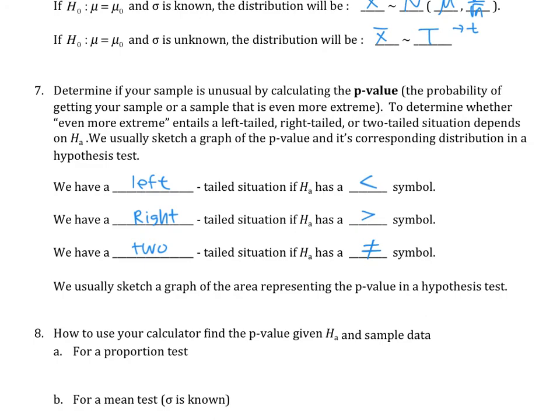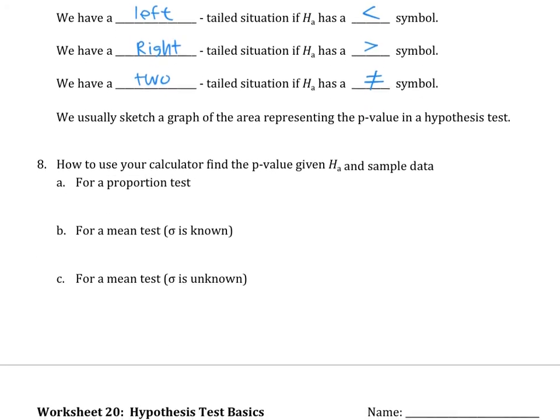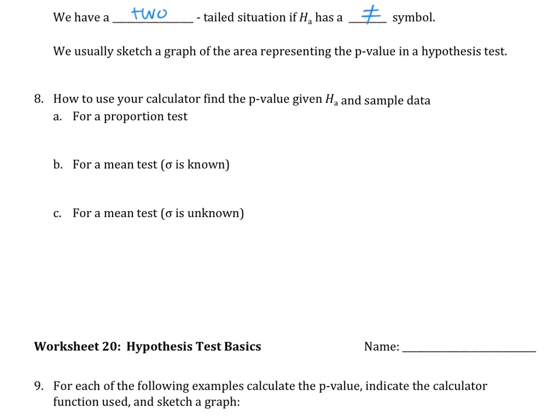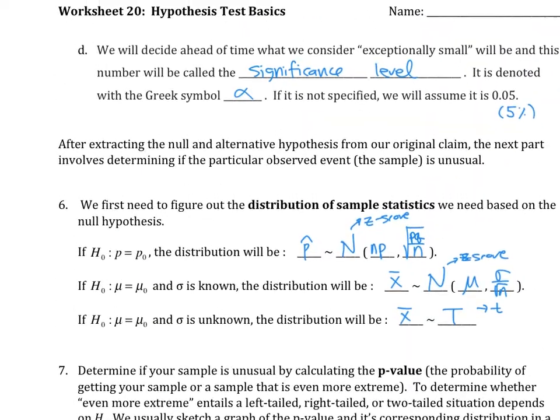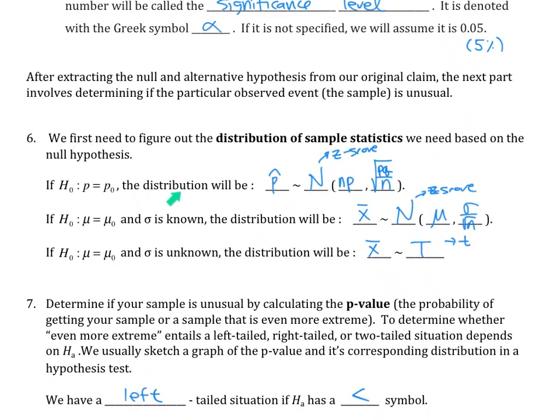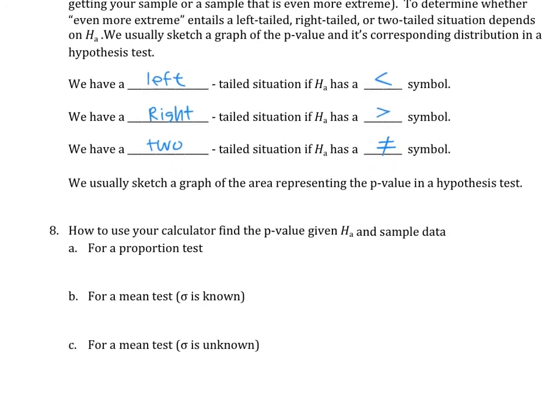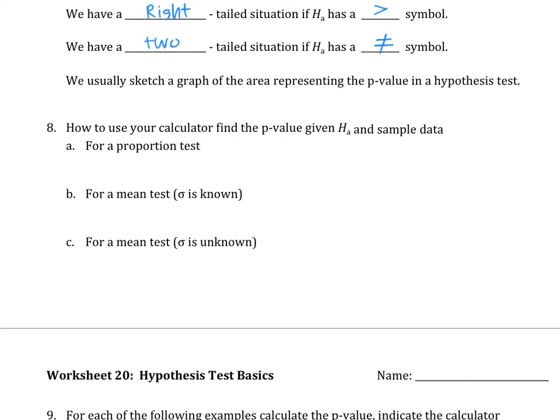All right, let's look at number 8. How to use your calculator to find the p-value given HA and sample data for a proportion test. Remember, for proportion, we were using the normal distribution. So on your calculator, we're going to go to stat, then we'll go to tests, then we'll look for testing on proportions.